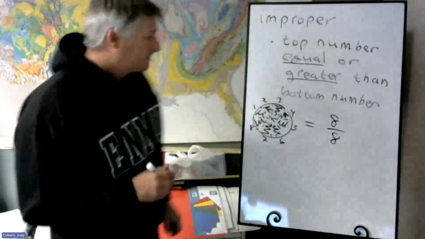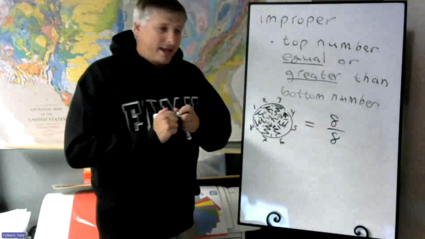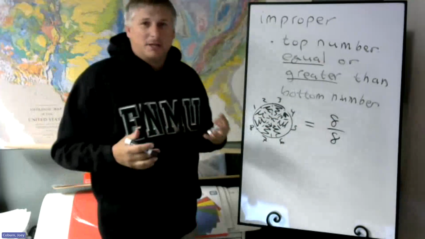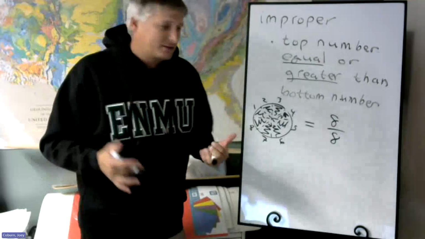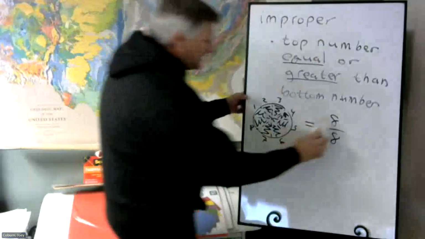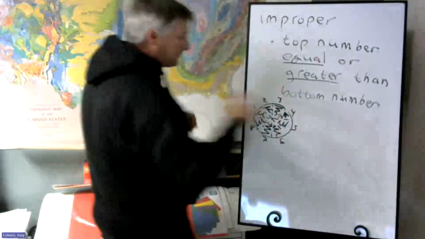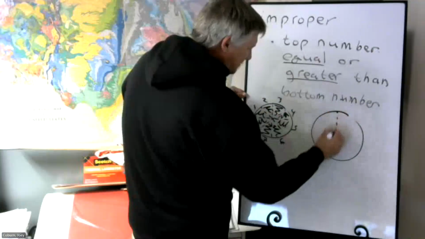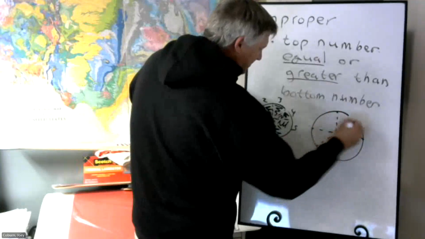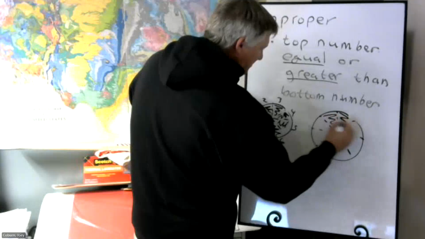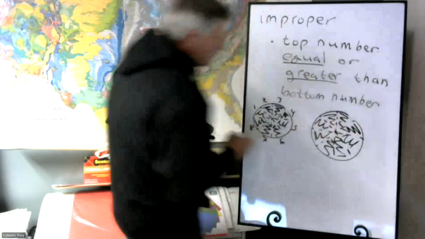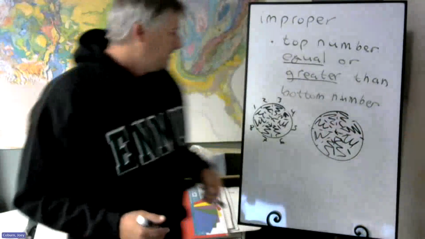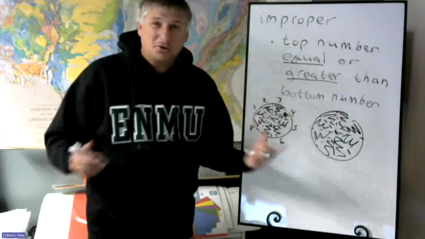So this is an improper fraction. Now, suppose what happens is you went to the pizza place to pick up your pizza, and they were late for some reason. They forgot to get the pizza ready on time. You had to wait half an hour. And the manager felt so bad about it. They gave you an extra pizza for free. So you have more than what you need.